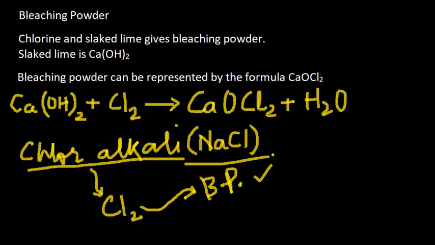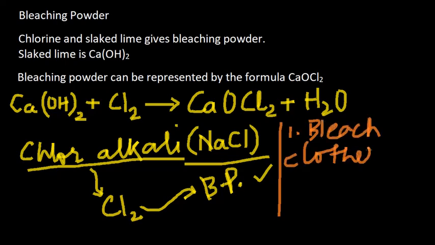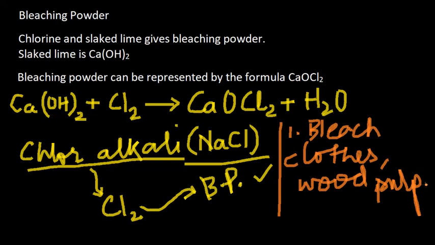Now, the uses of bleaching powder, there are many uses. The first use is, it is used for the purpose of bleaching. That is, it is used to bleach clothes, and it is used to bleach wood pulp in the paper industry.